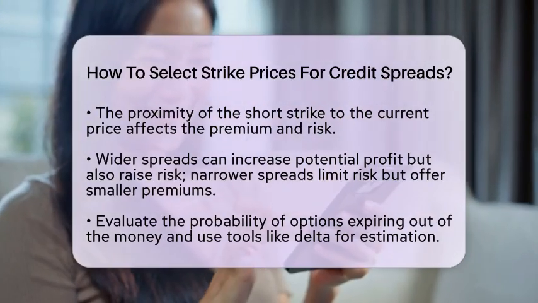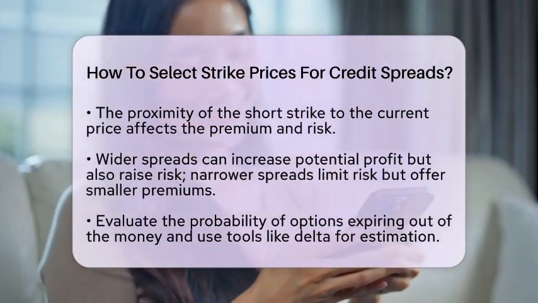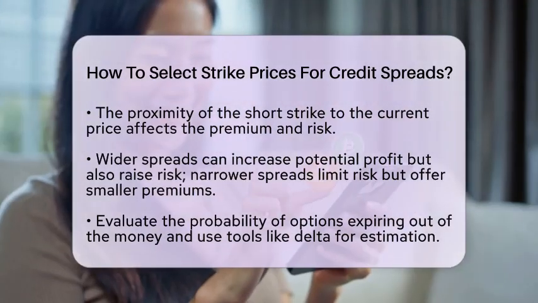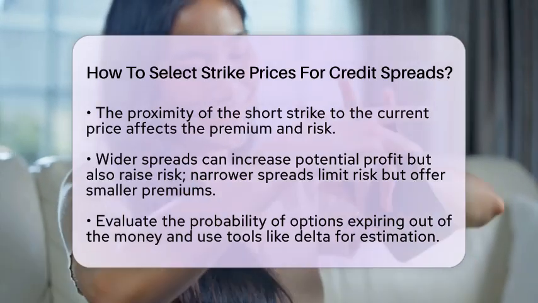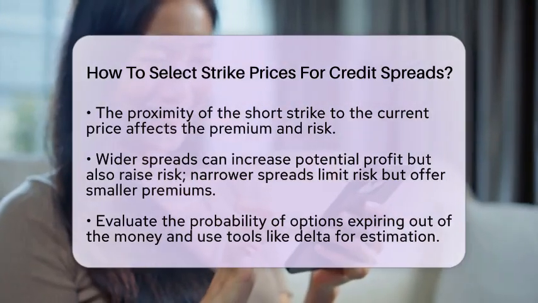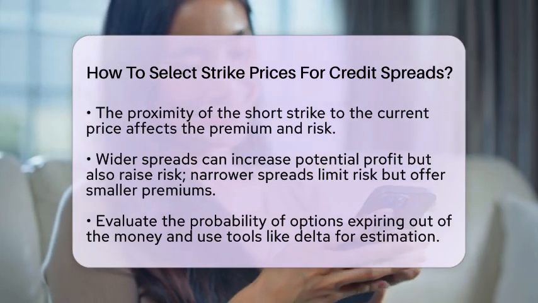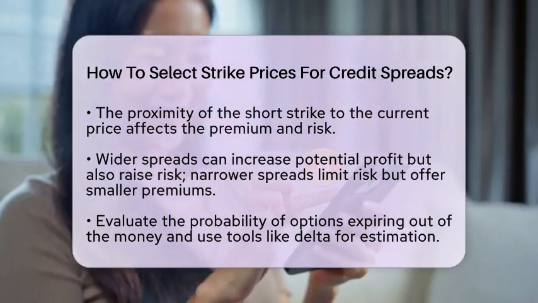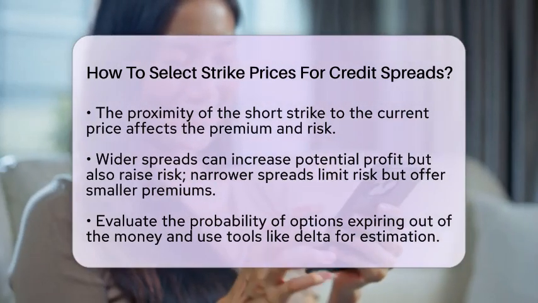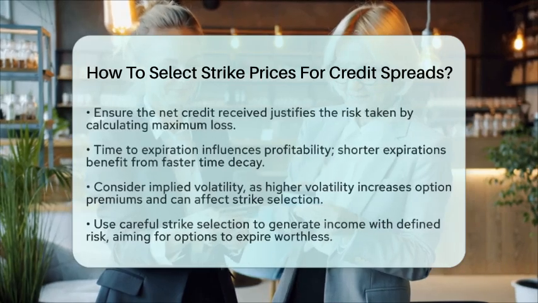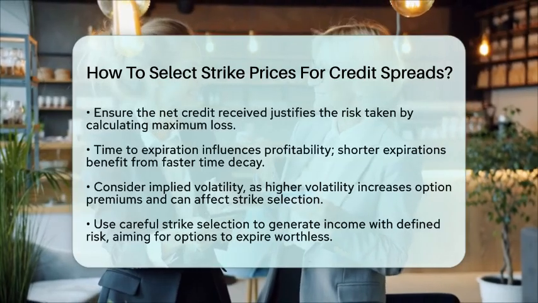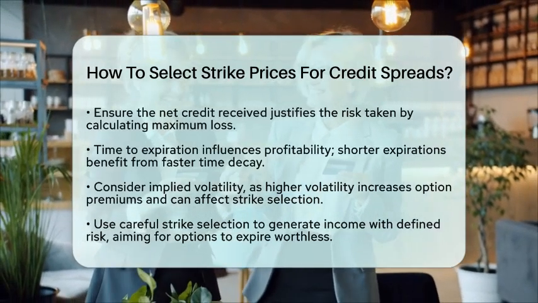Calculate your maximum loss, which is the difference between the strikes minus the net credit, and make sure it fits your risk management rules. Time to expiration is another key factor. Shorter expirations benefit from faster time decay, which helps the spread become profitable sooner. Your strike selection should take into account how much time decay you expect before expiration.